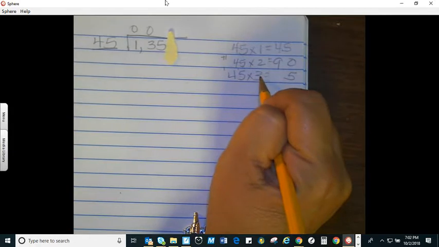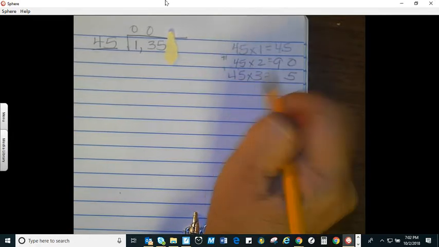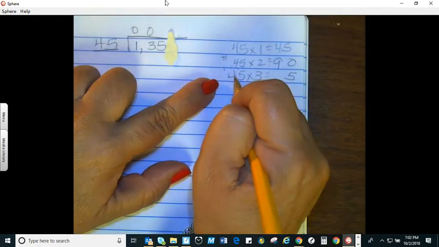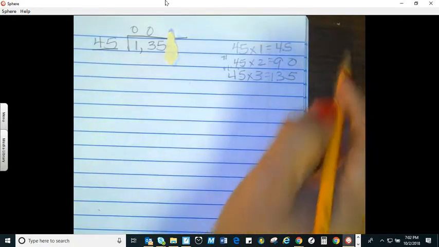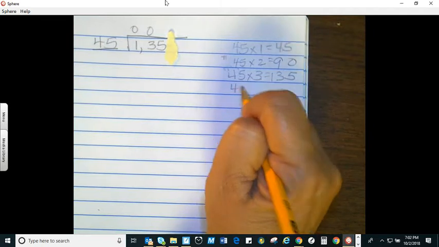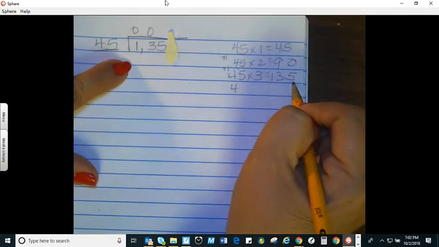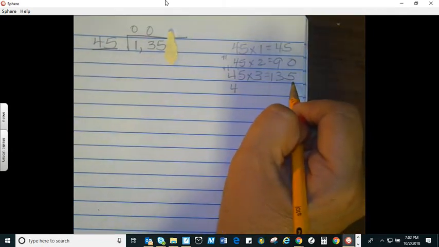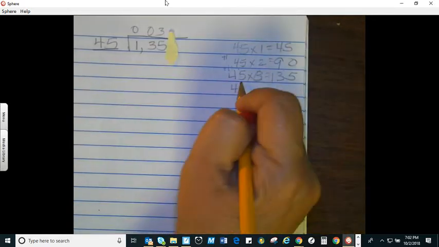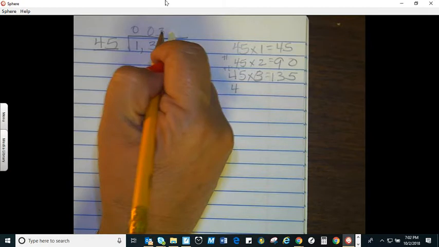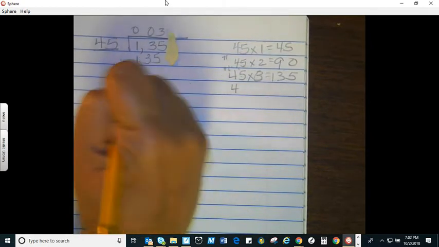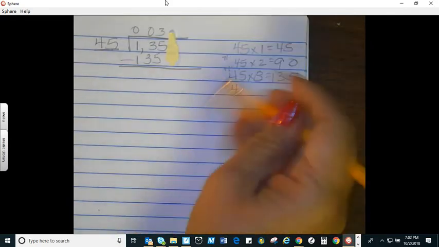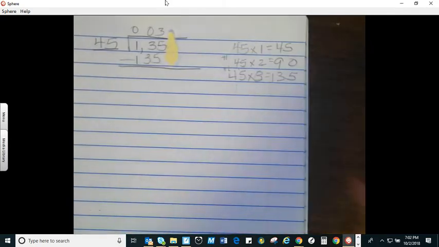Regroup. 3 times 4 is 12, plus 1 is 13. 4 times, look at that. I'm right there. All right, so I have 3. I know that 45 times 3 is 135. I needed to take the difference. I'm going to erase that part right there.